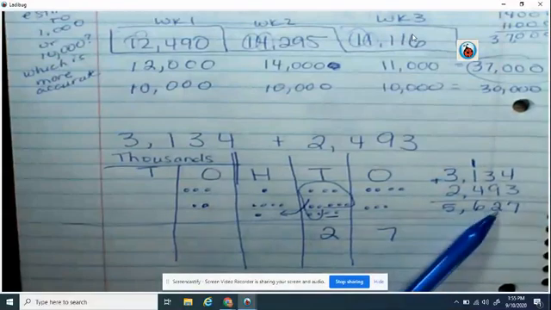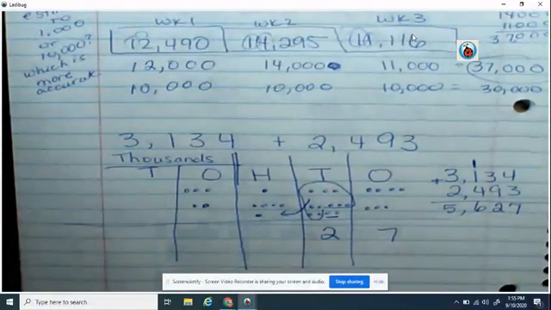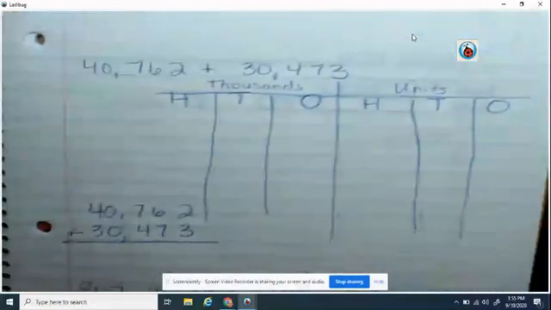9 plus 3 is 12. 12 can't all fit there. We have to put the 2 in the tens place and move the 1 over to the hundreds place. All right, let's do it again. But this time we're going to do a little bit bigger number.